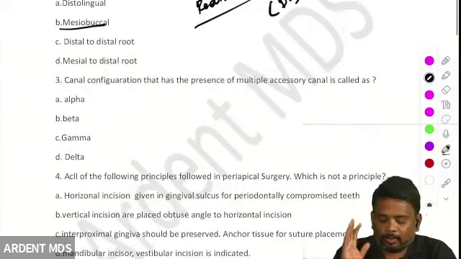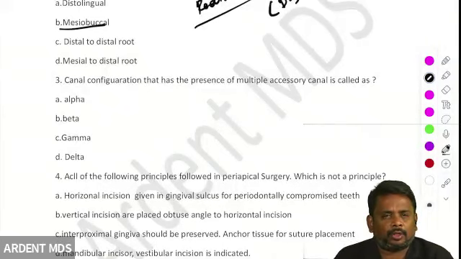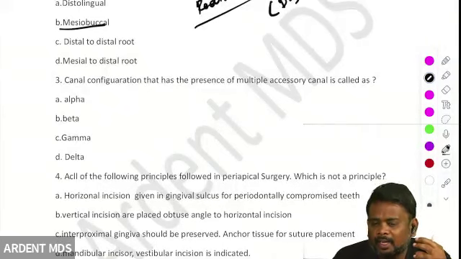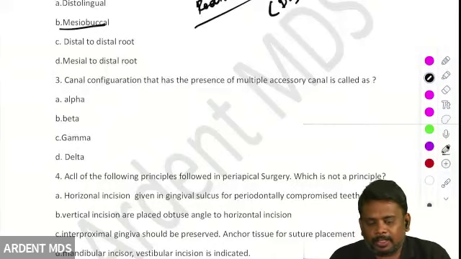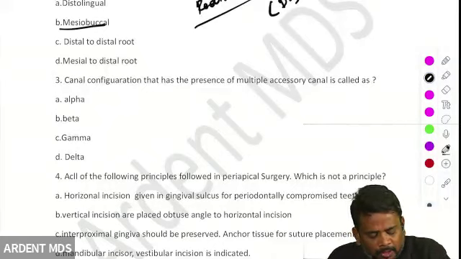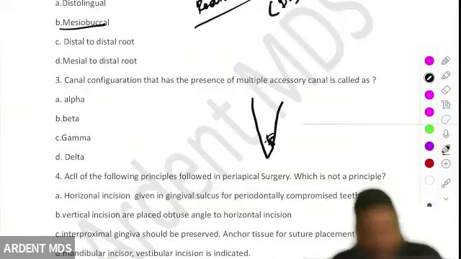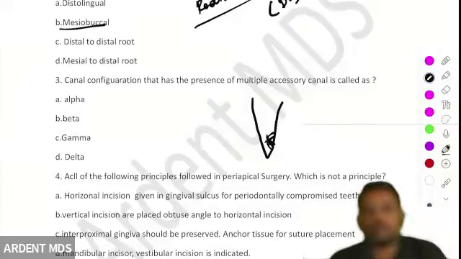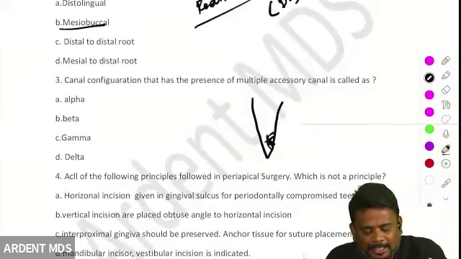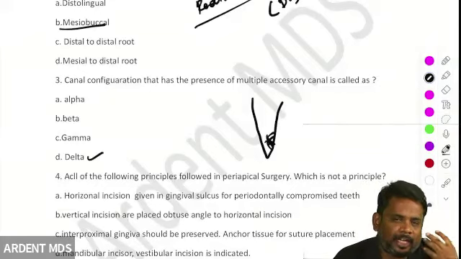Yes, students, very good. The third question is a very new question: the canal configuration that has the presence of multiple accessory canals. Actually, it is an image-based question. They have given you so many branches in the apical part of the canal. Okay, so there are a lot of branches. Usually this is called a delta system.